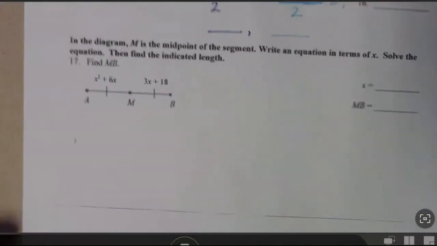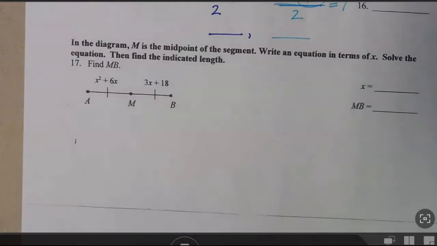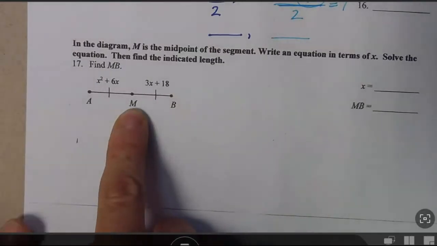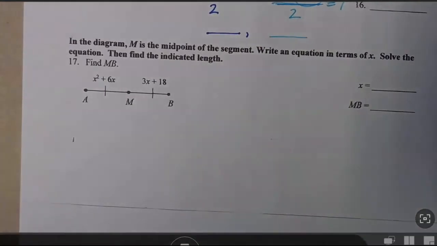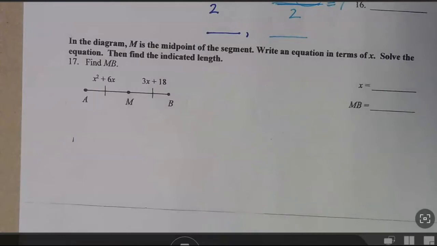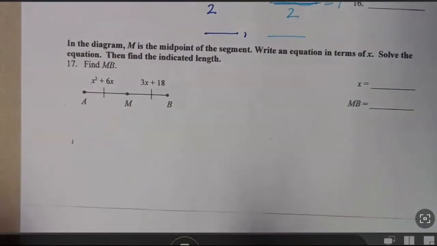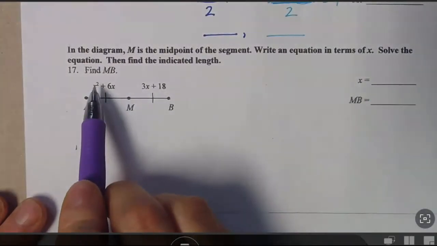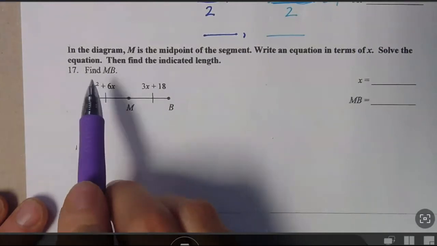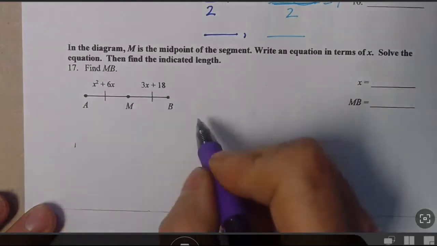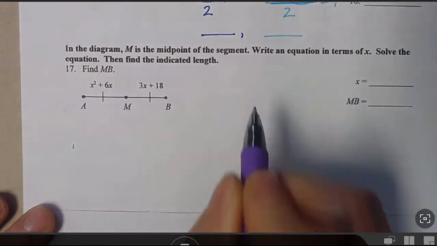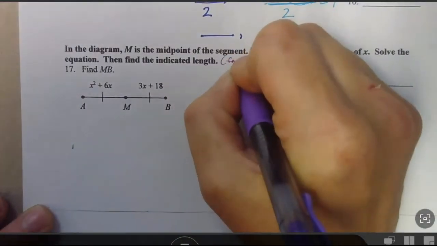Okay, last one, 17. So in the diagram, M is the midpoint. We are going to write an equation in terms of x and then solve the equation. So this is like number 12 on your multiple choice section, and I do see that there's an x squared. So I know when I go to solve this, I am going to end up with a trinomial and have to factor.